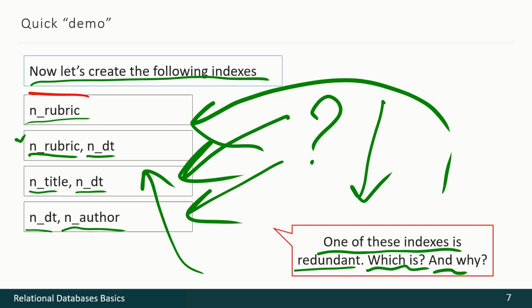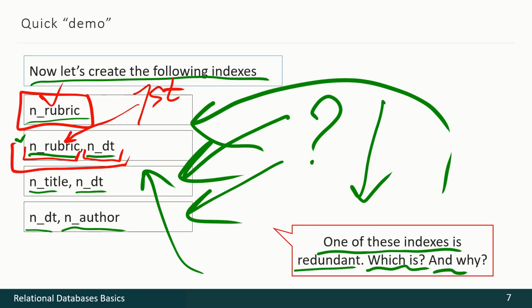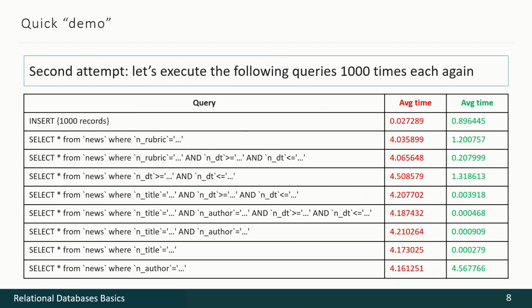The answer, of course, is that this one is redundant, because as we remember, with compound indexes, the DBMS may use the first field only as a single field for search operations. So as long as this field is the first here, we need no such separate index. And here's our second attempt.